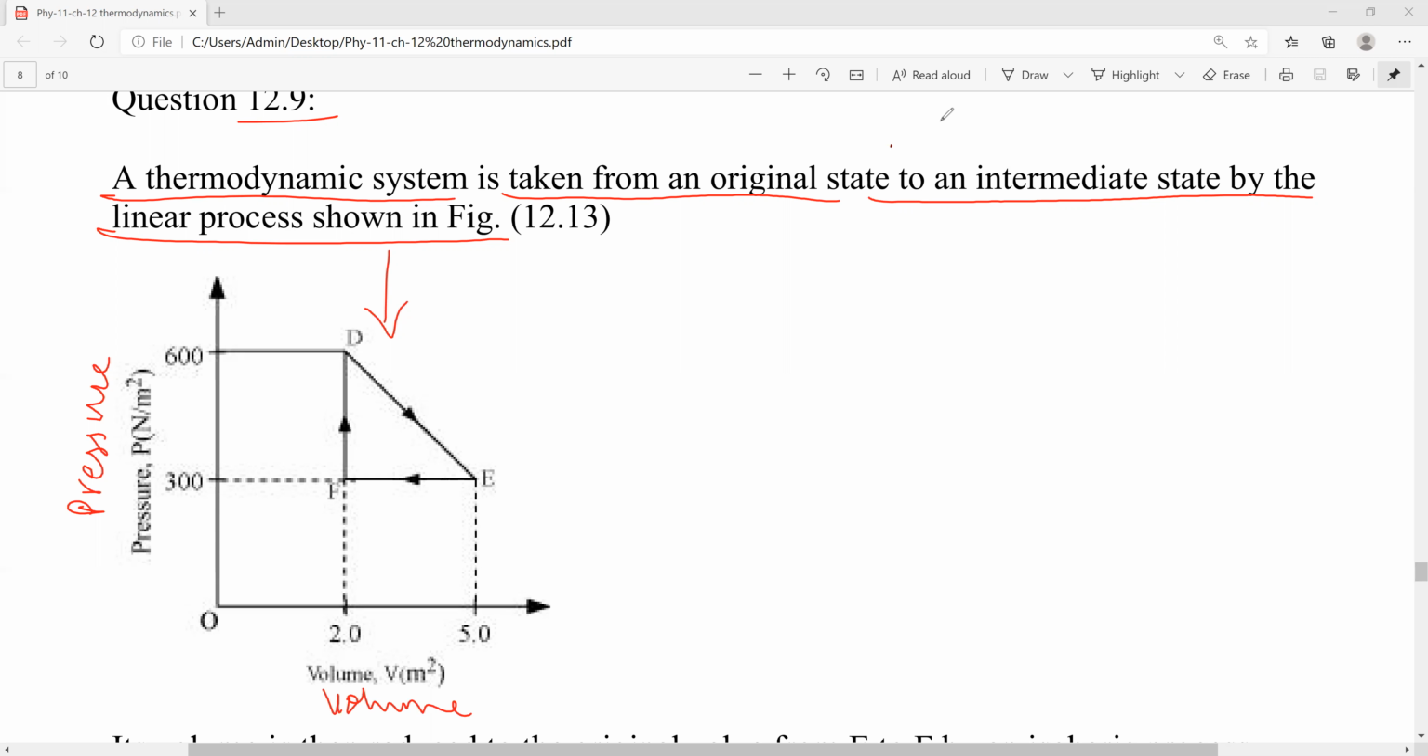Calculate the total work done by the gas from D to E to F, they have said.